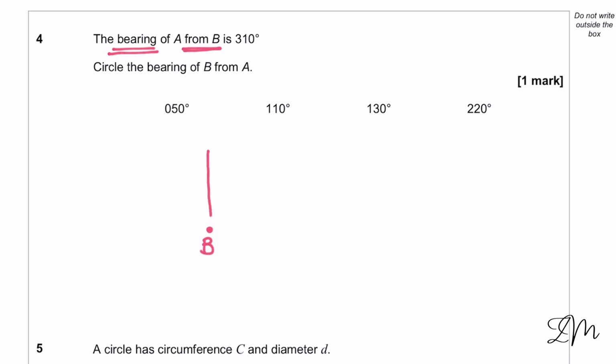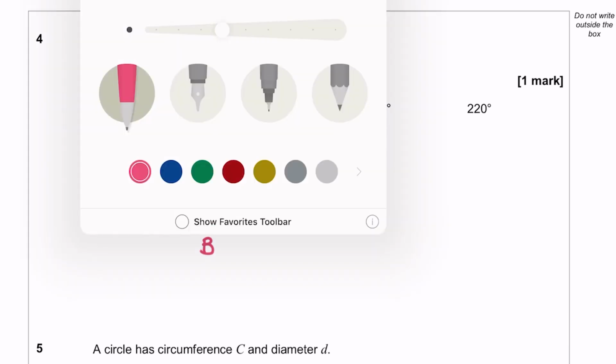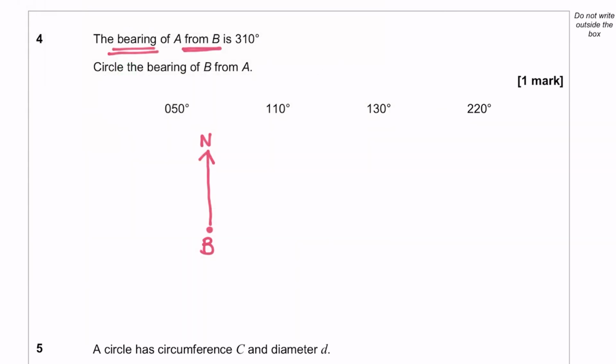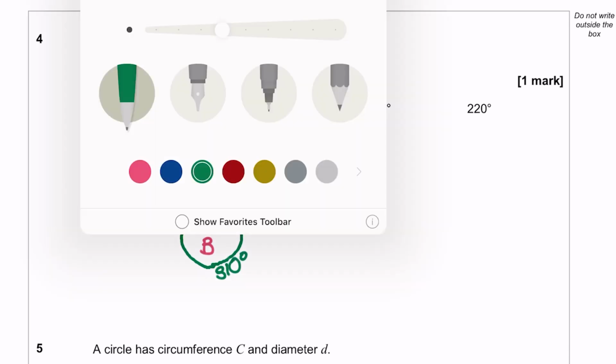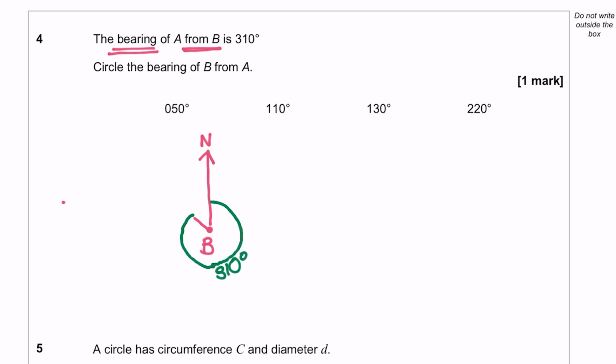We're going to draw in our north line, and we want to go clockwise, the same way as the clock. So we're going clockwise from here. Here, that would be 90. A bit more is 180. Here's 270. We want to go even further because we want this to be 310 degrees. Okay, so now we're going to draw in our line, and that line takes us to A.